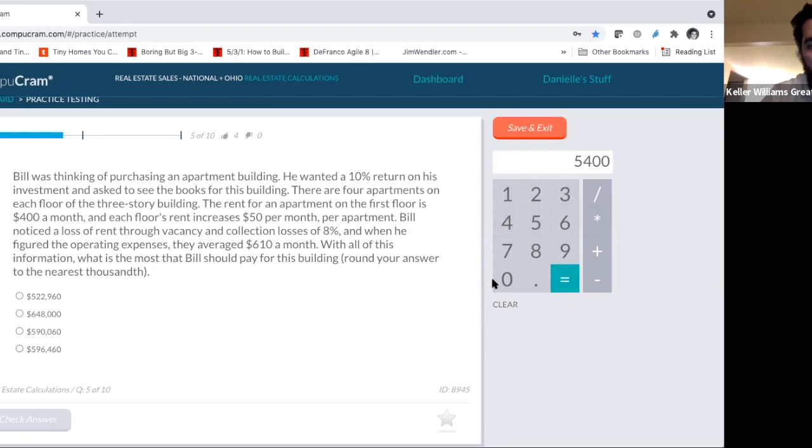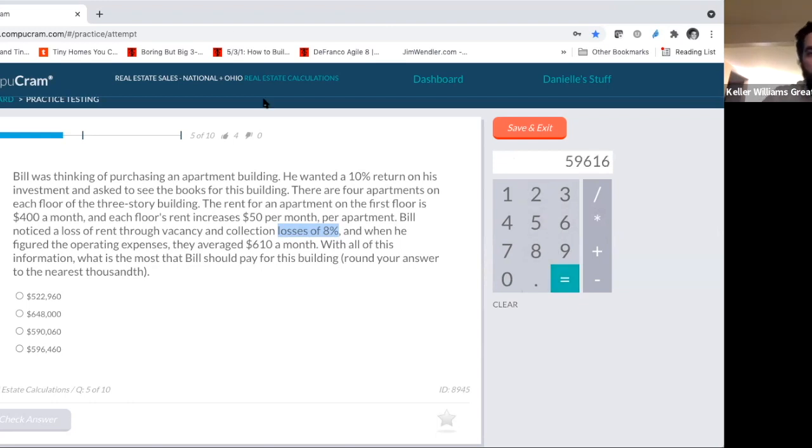So now that's my monthly income. So now I'm going to multiply that by 12 to get to my annual gross income. And then I'm going to multiply it by 0.92. And my reason for doing that is because I have this loss of 8%, right? So 100% minus 8% is 92%. So I multiply this by 0.92.